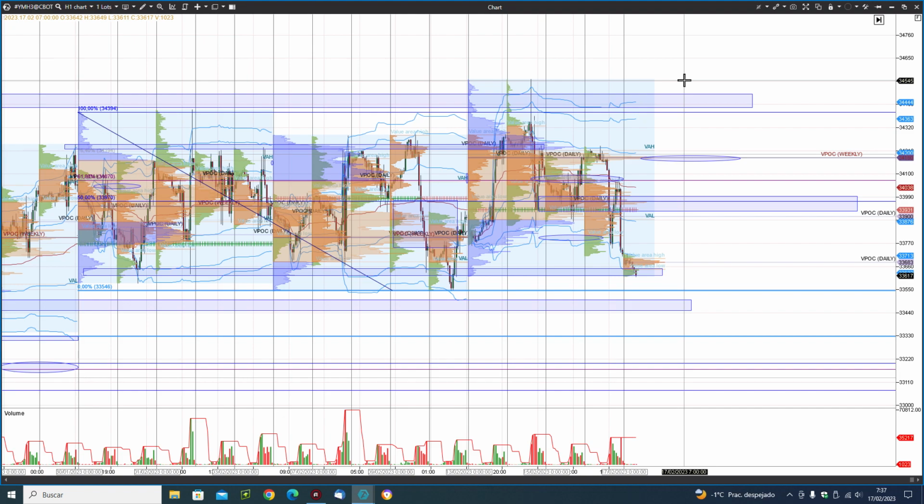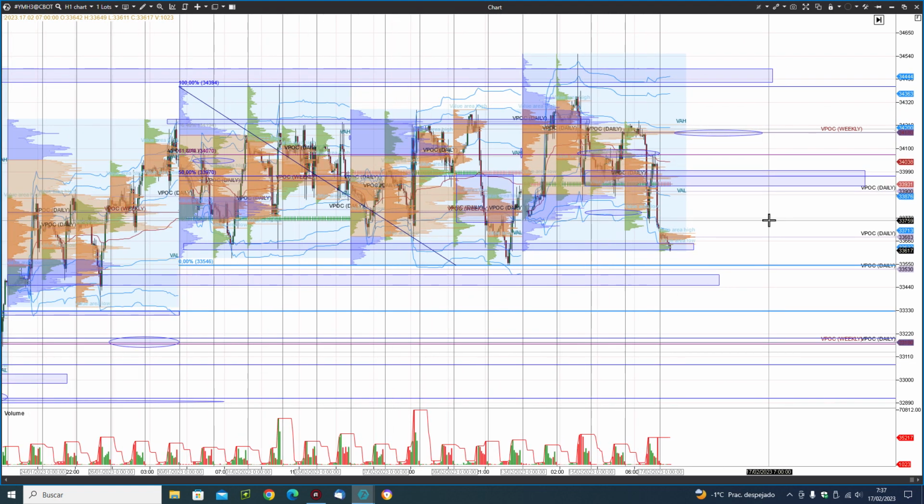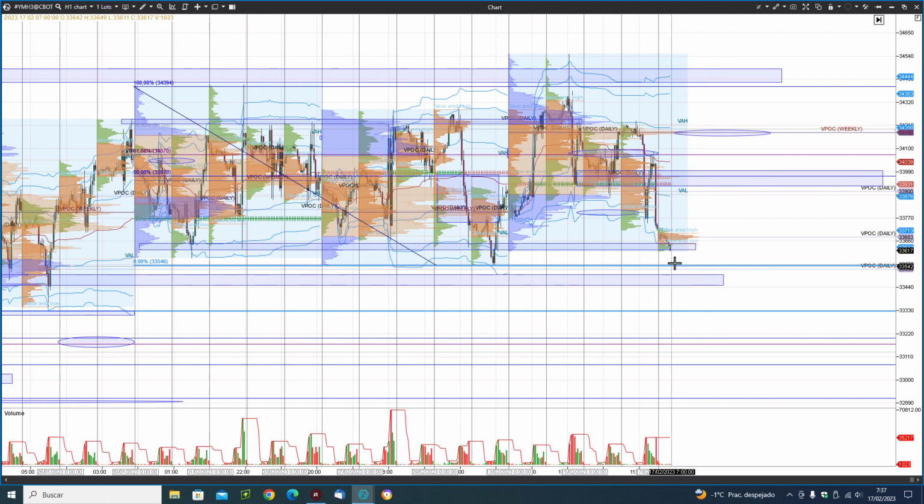Let's start with Dow Jones. Dow Jones, yesterday we had a drop of the price, and it has gone to this very important zone of price action. It is just where we are, and let's see what could be the targets.